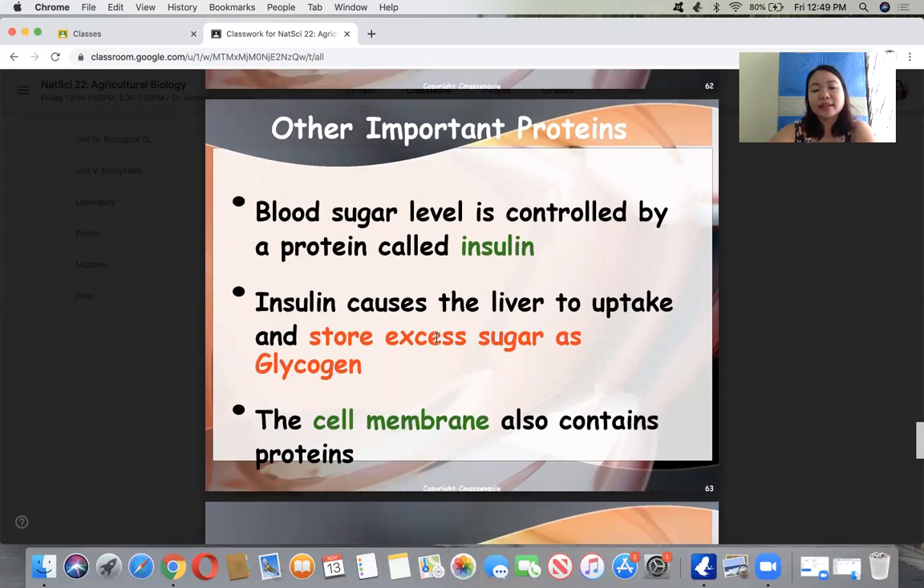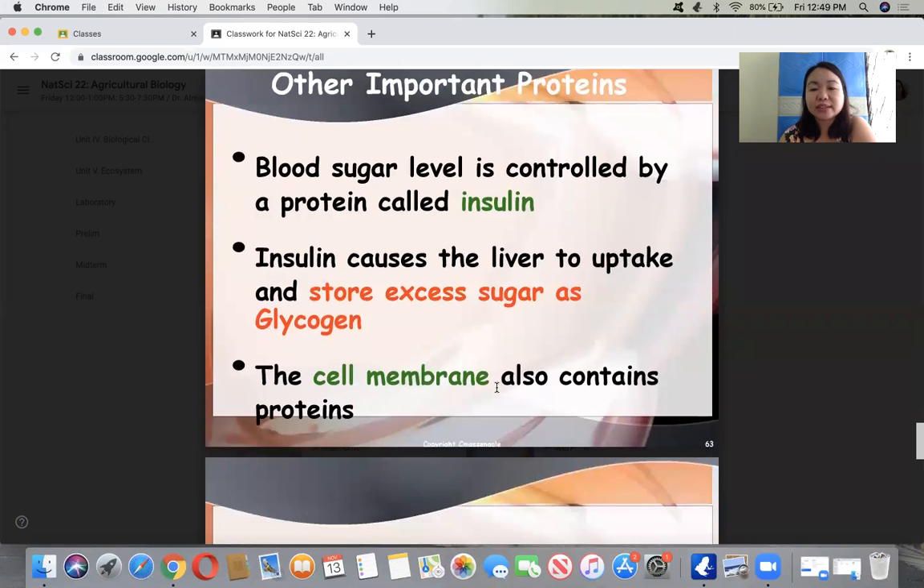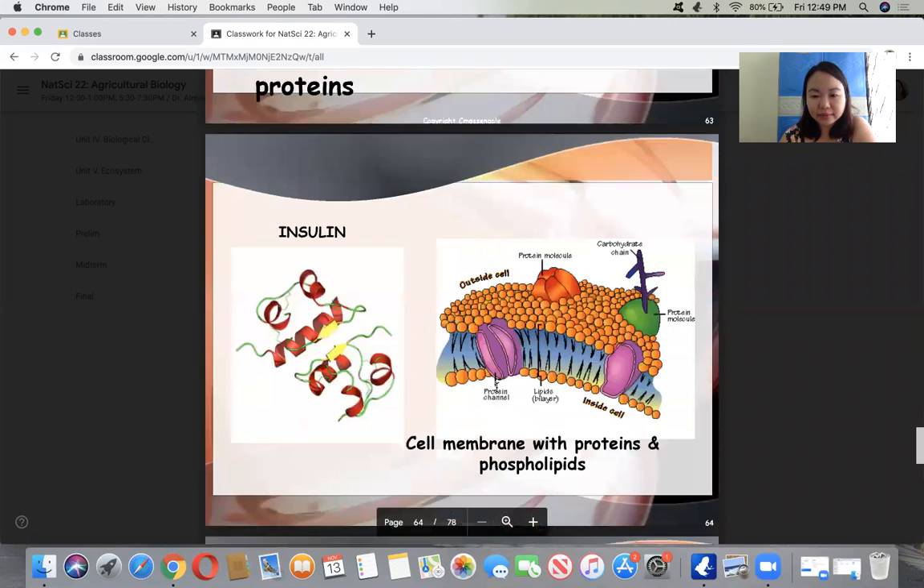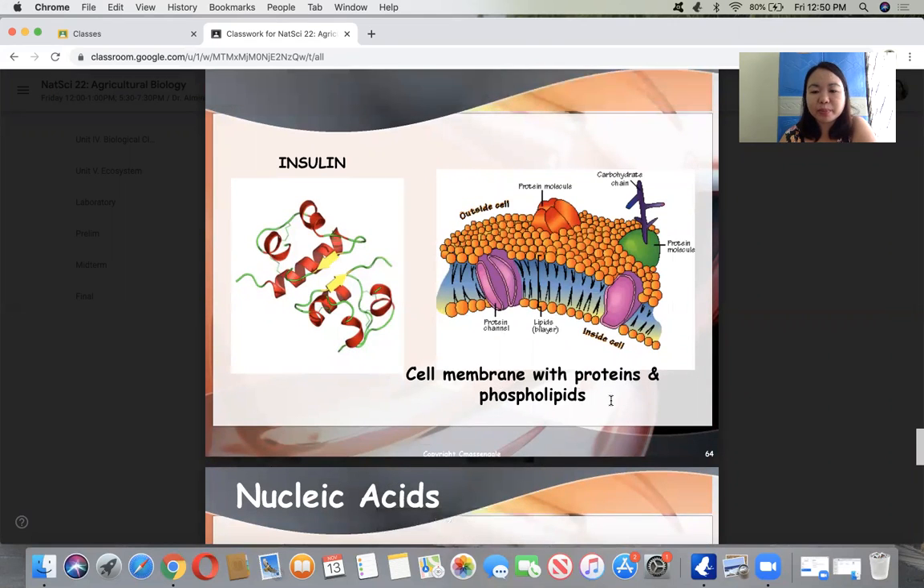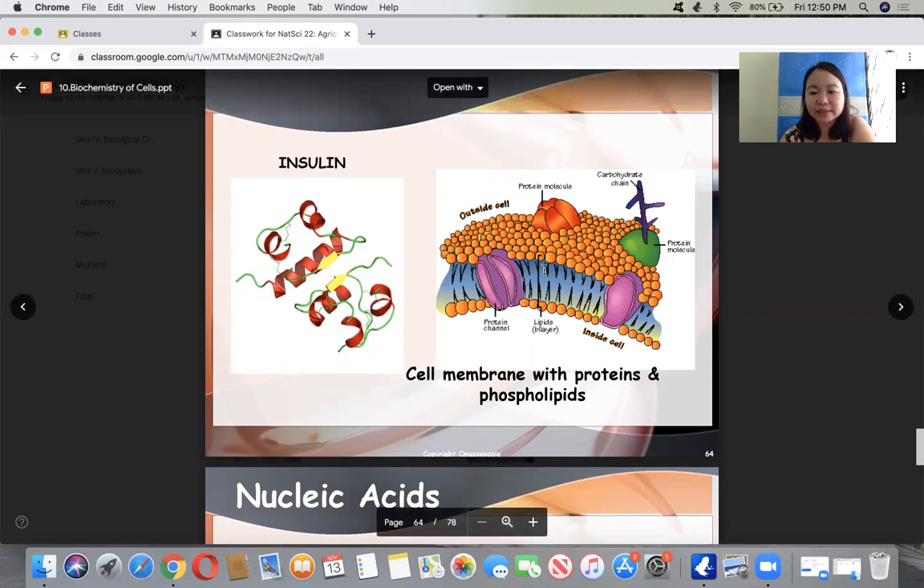We know that insulin causes the liver to take up and store excess sugar as glycogen, and the cell membrane also contains proteins. And we are very aware that the lack of insulin will cause a disease called diabetes. So this is the structure of insulin and the cell membrane with proteins and phospholipids.